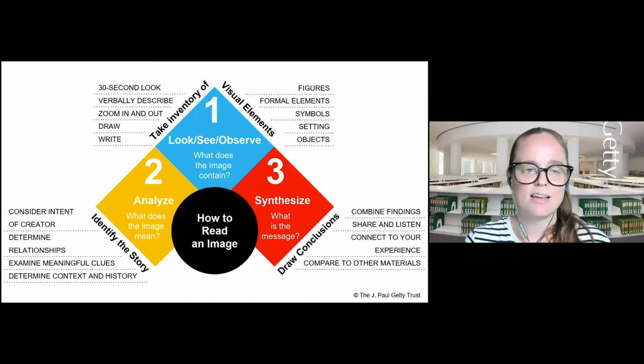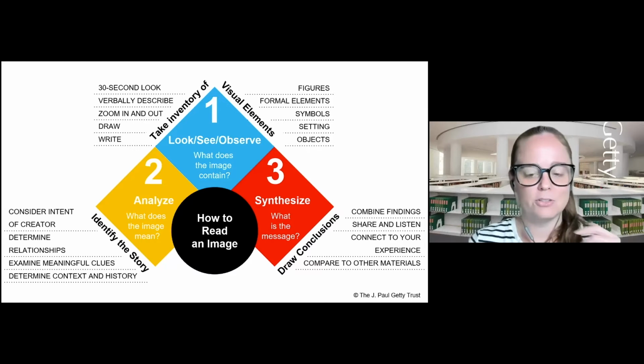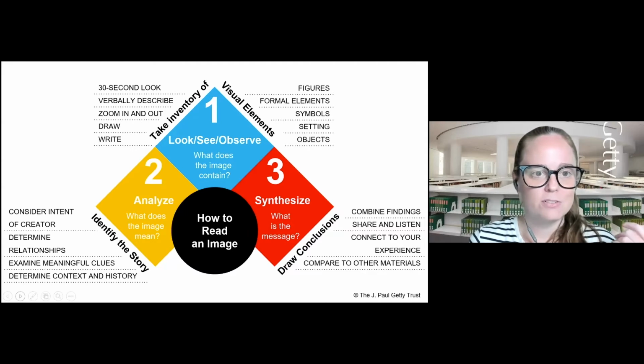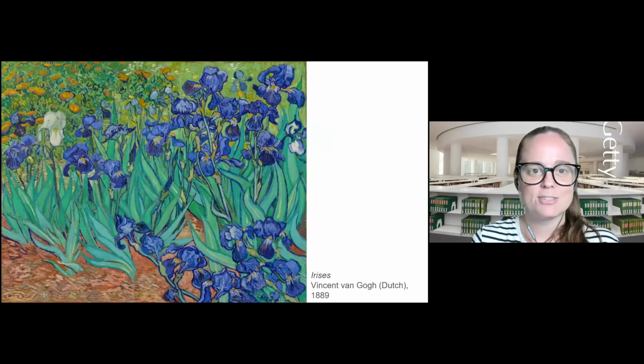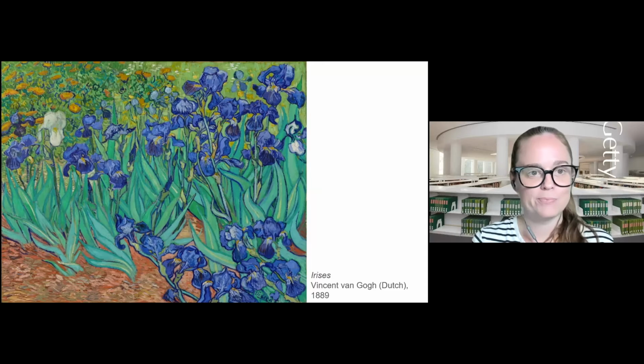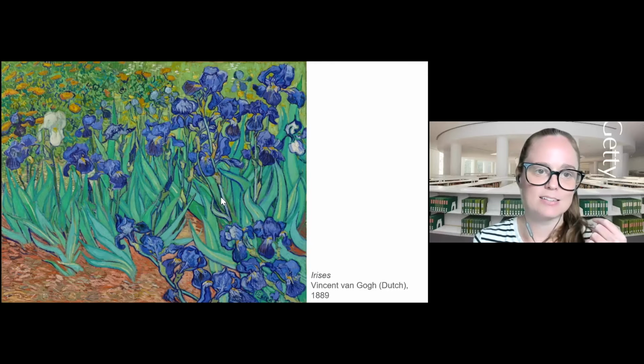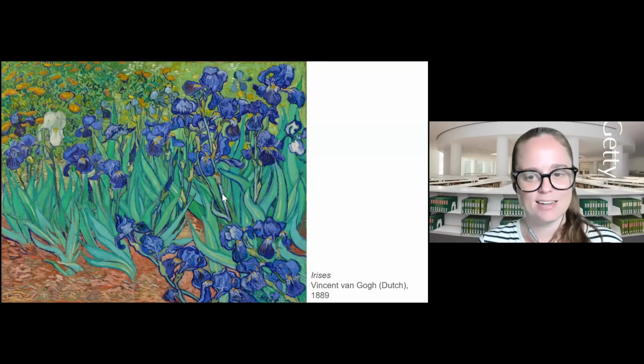So now that I've gone over our diagram here, I'm going to try this out with a piece from our collection. So we're all together going to take about 30 seconds to look at this image of Irises by Vincent van Gogh. And we'll just scan around, make sure you look. You can start taking inventory if you want to of what you see. Give it a couple more seconds.